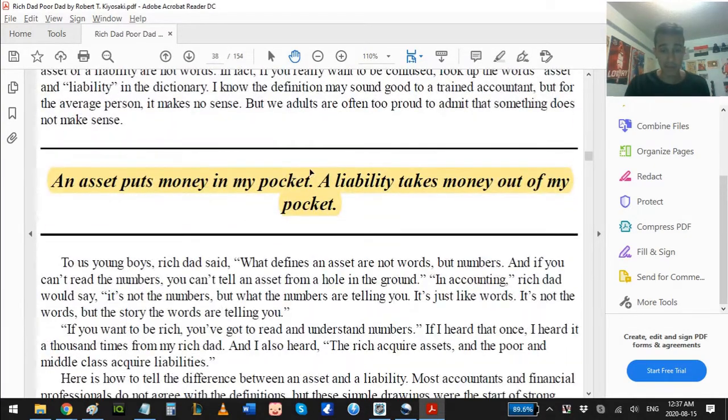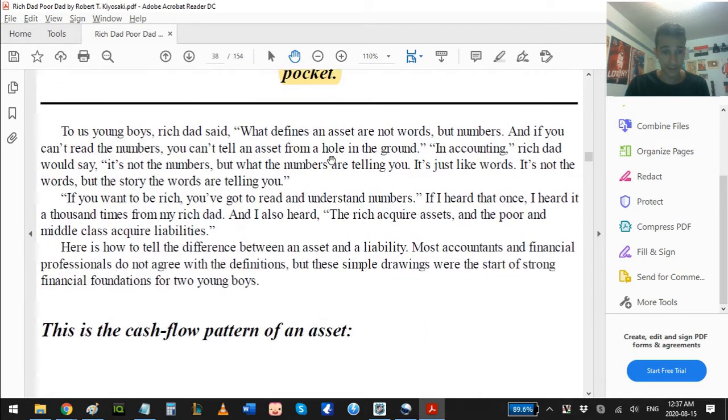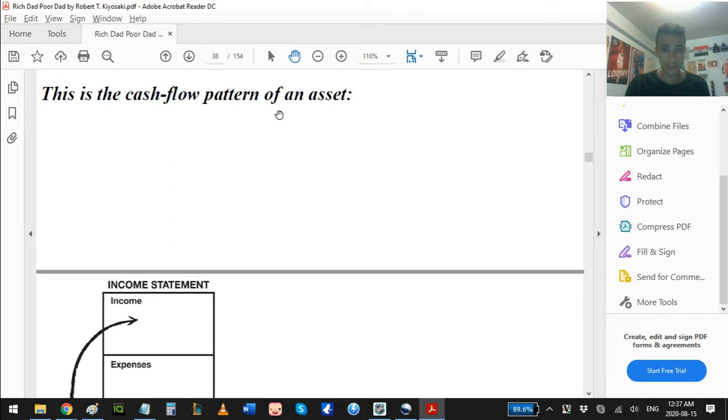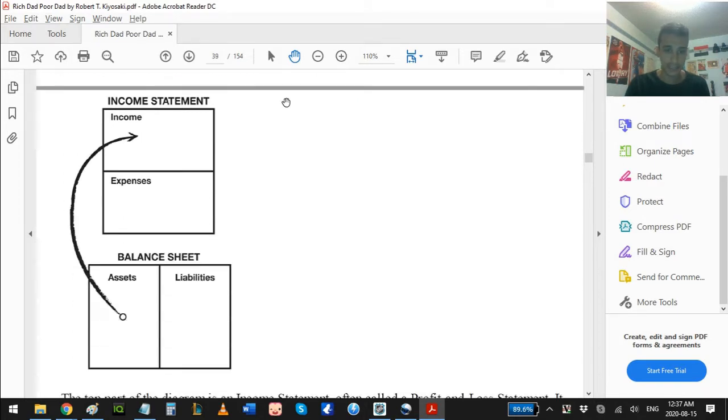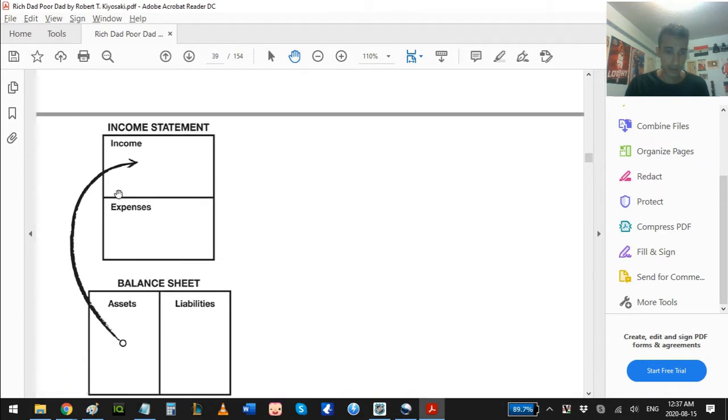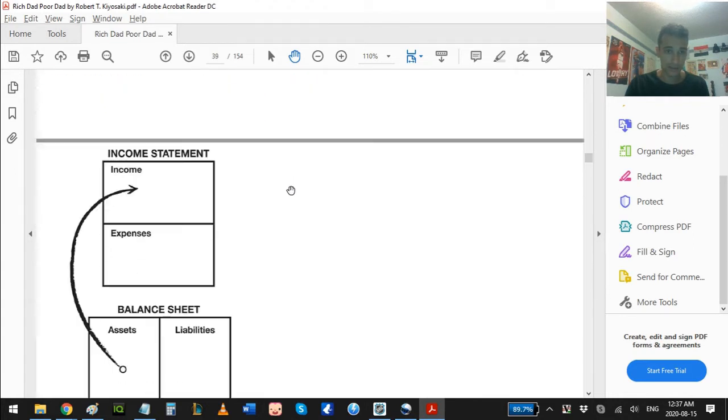An asset puts money in my pocket, period. A liability takes money out of my pocket, period. So this is the cash flow of an asset. Again, here we see, guys, the balance sheet. It balances your assets, it balances your liabilities, and then here you see your income statement. So what's coming in and then what's going out. As you see here, remember, assets put money in your pocket. Cool? The cash flow pattern of an asset.